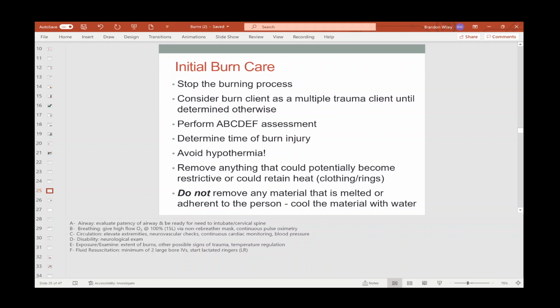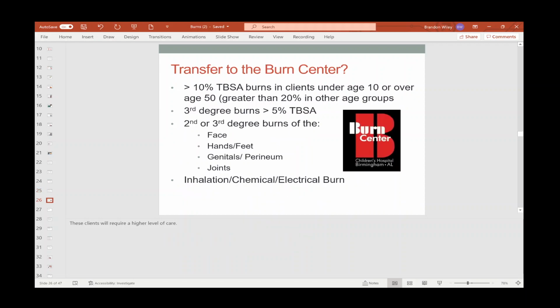Okay, so when do we transfer to the burn center? You don't have to know this, but we want to transfer everybody there. Burns are bad. So this is the way we have to figure out if we're going to transfer them or not.